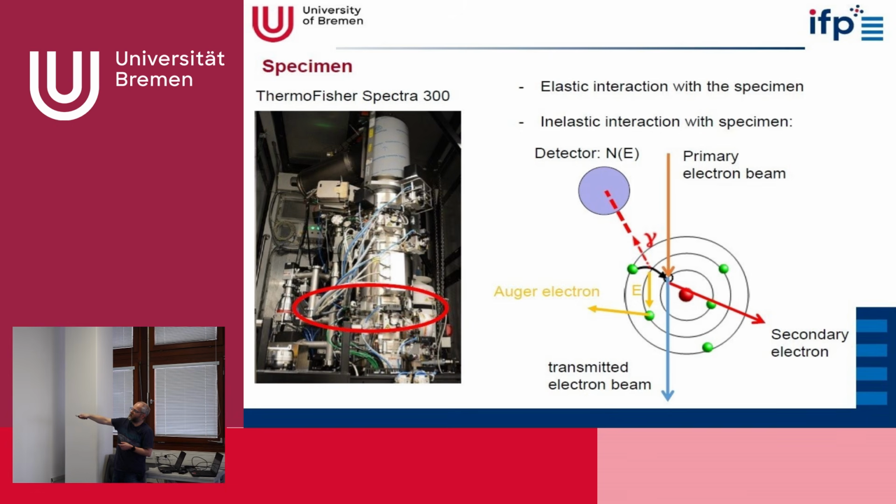Of course, the primary electron will lose energy. On the other hand, in the atom, an electron from an outer shell will go to this inner shell, and it can emit either an Auger electron or an X-ray quantum. And now we have detectors with which we can measure the energy of these X-ray quanta and count, of course, the number of these X-ray quanta. This technique is then called energy dispersive X-ray spectroscopy.